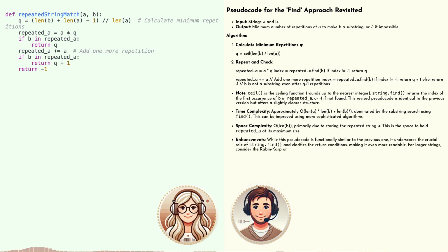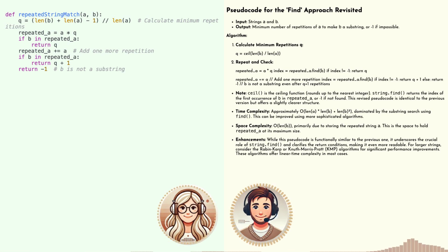So if we were to write pseudocode for that find approach we talked about earlier, what would that look like? Well, we'd start by calculating those minimum repetitions needed based on the lengths of A and B, and then we'd create those two versions of the repeated A string, one with the minimum repetitions and the other with just one extra, just to be safe. Perfect. So we have our two possible strings ready to be searched.